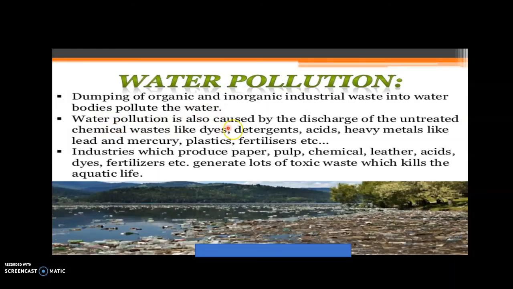Water pollution is also caused by the discharge of the untreated chemical waste like dyes, detergents, acids, heavy metals like lead and mercury, plastics, fertilizers, etc. Industries which produce paper, pulp, chemical, leather, acids, dyes, fertilizers, etc. generate lots of toxic waste which kills the aquatic life and microorganisms.